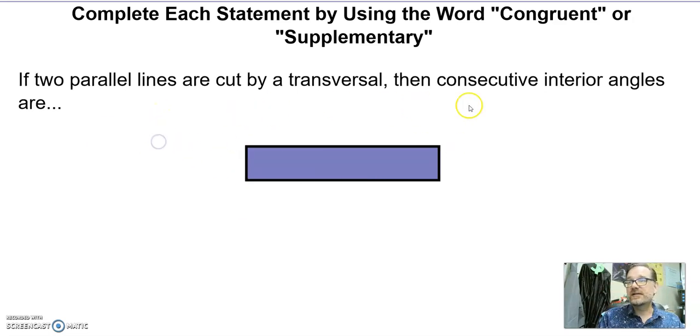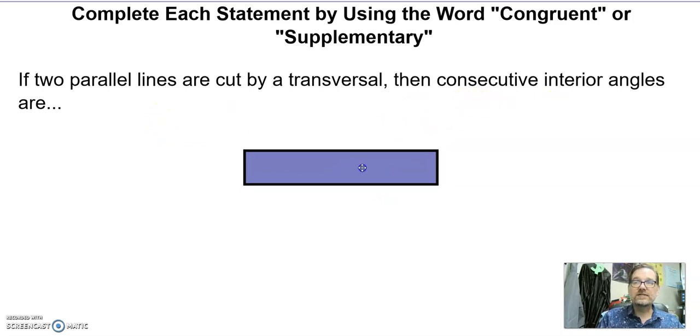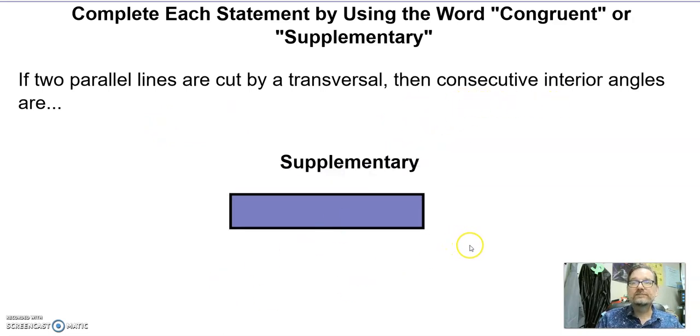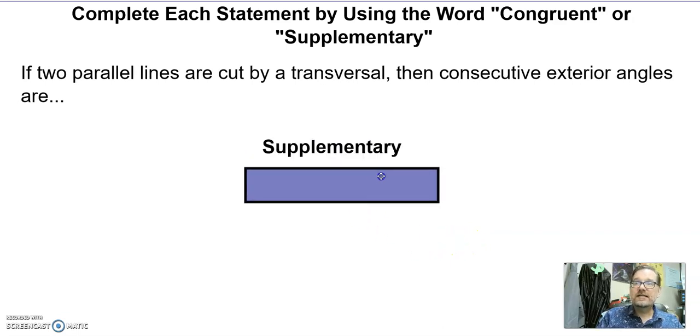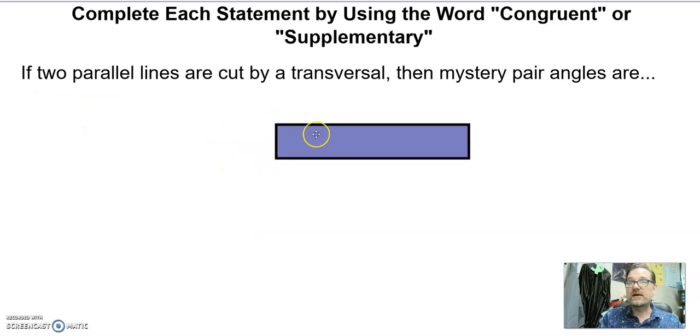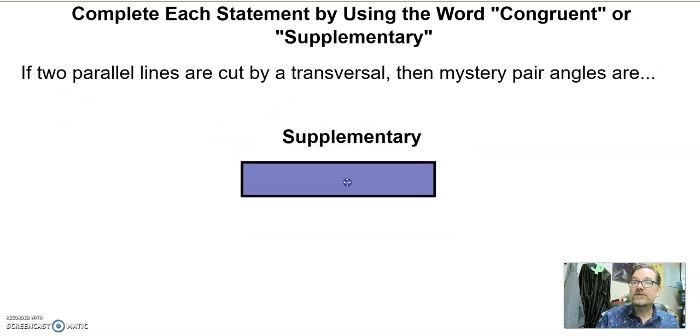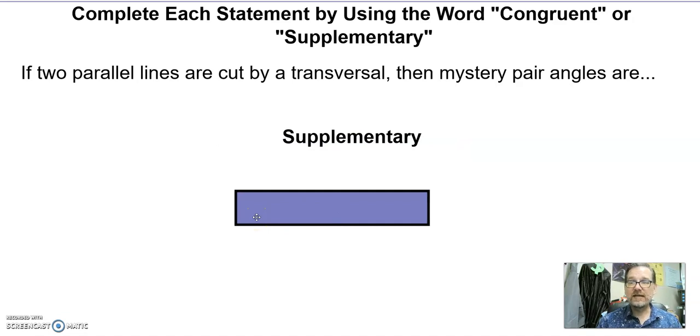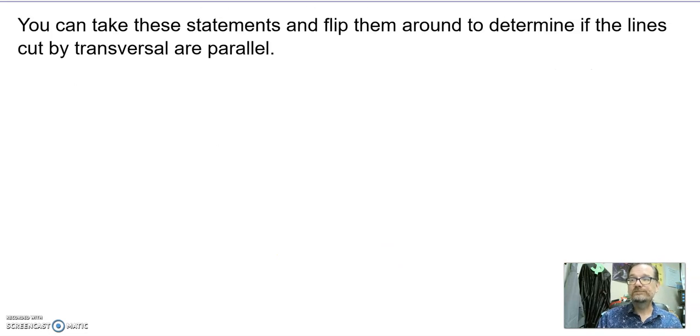If I give you two parallel lines and they are cut by a transversal, my consecutive interior angles are supplementary. If I give you two parallel lines cut by a transversal, consecutive exterior angles are supplementary. Notice I'm starting by giving you parallel lines. And lastly, if I give you two parallel lines cut by a transversal, my mystery pair angles are supplementary. Remember, the mystery pair angles are any two angles that don't make one of our other pairs. Because if I give you parallel lines cut by a transversal, any two angles will always be congruent or supplementary.